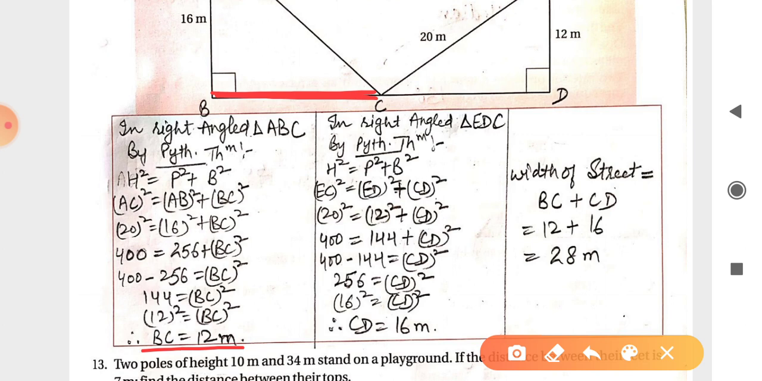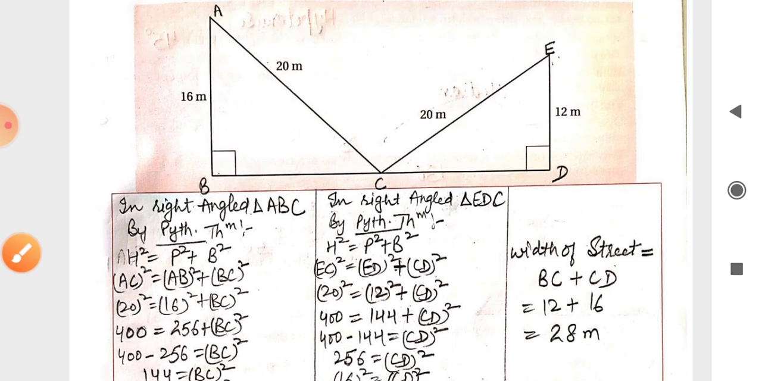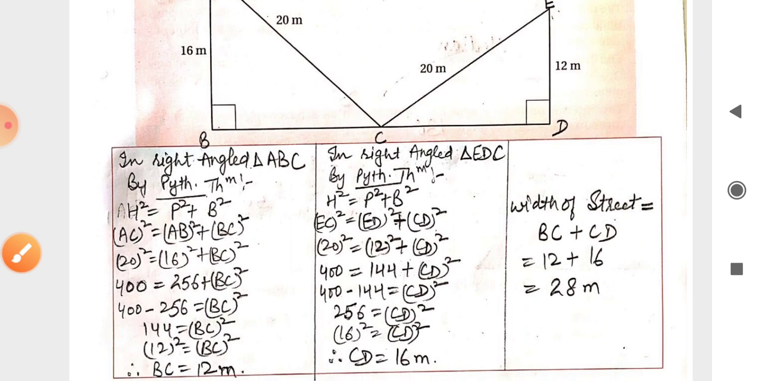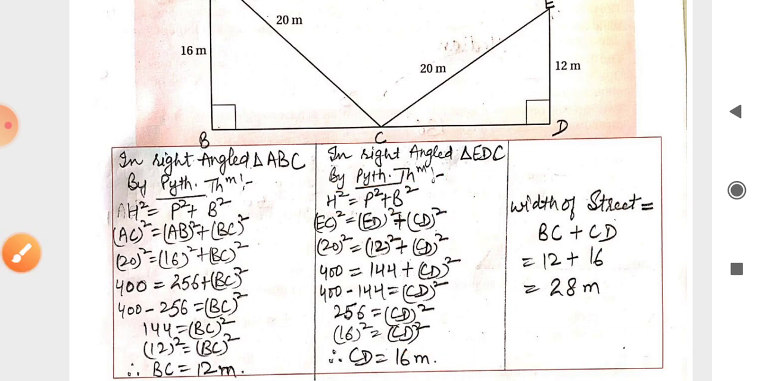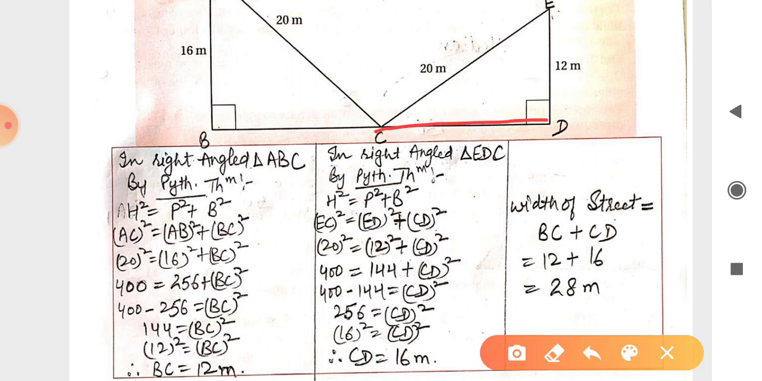Now we will find the value of CD. To find CD, we will use the Pythagoras property in triangle EDC. In triangle EDC, by the Pythagoras theorem, hypotenuse square is equal to perpendicular square plus base square. After putting values, we get CD is equal to 16 meter, and we also found BC is equal to 12 meter.